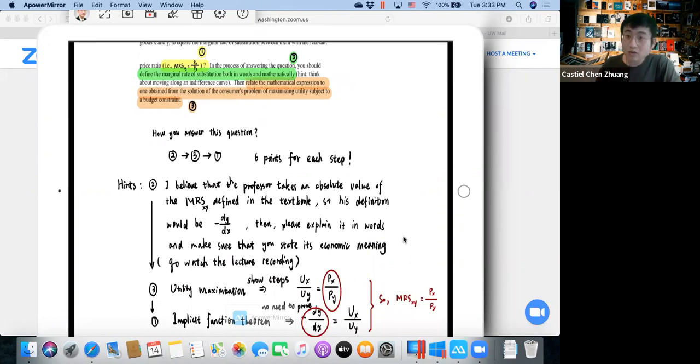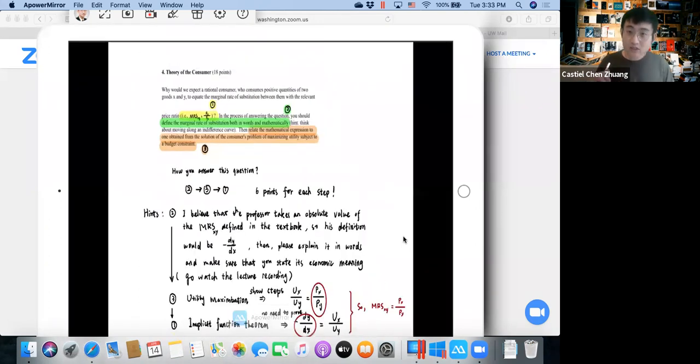And then it's equal to u sub x over u sub y, which is the left-hand side of the previous equation. And then the right-hand side is the price ratio. So now we can equate the marginal rate of substitution to the price ratio. And finally, we answer this question. So to answer this question, you need to take 3 steps. The first is to give a mathematical expression to define this marginal rate of substitution. And of course, you also have to explain it in words as requested by this question.